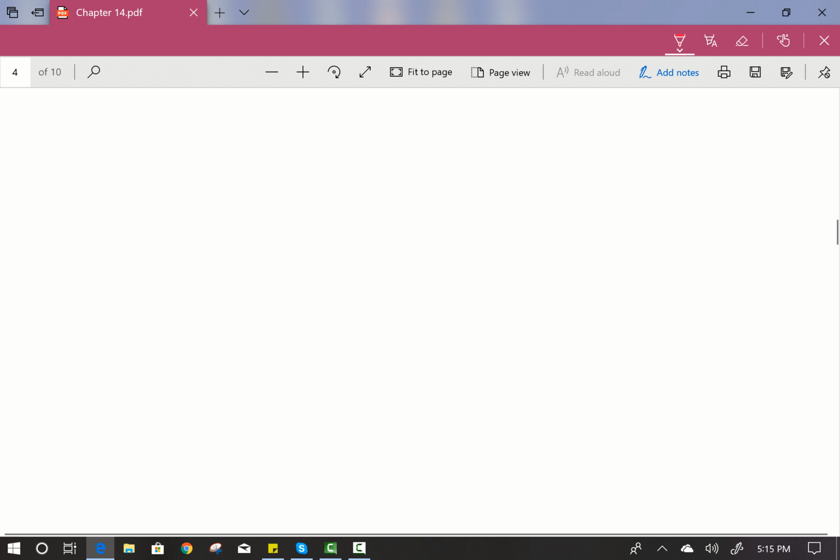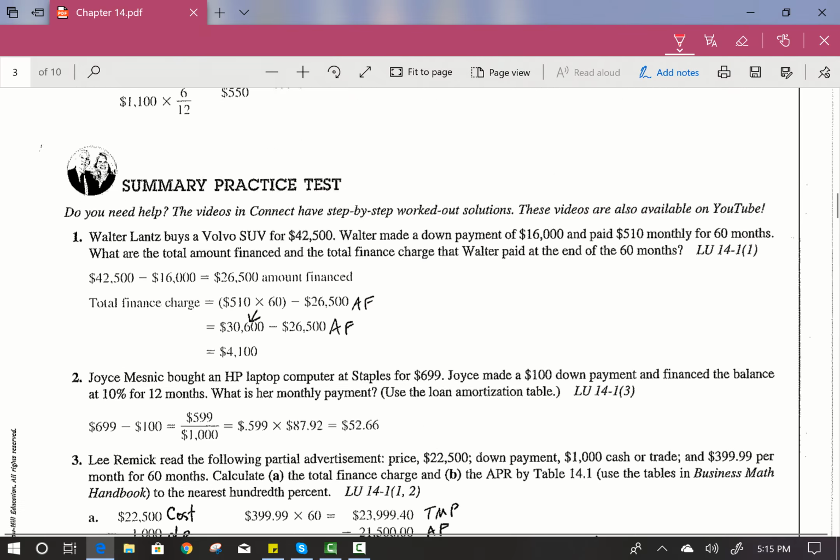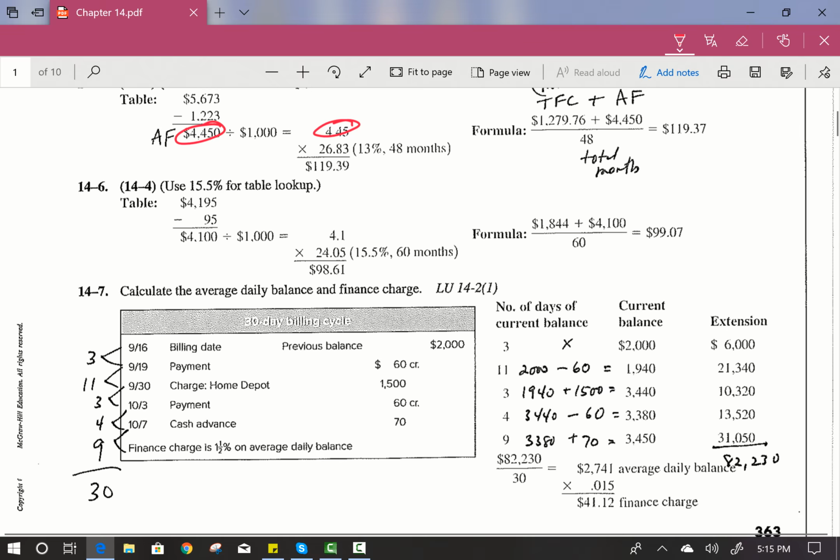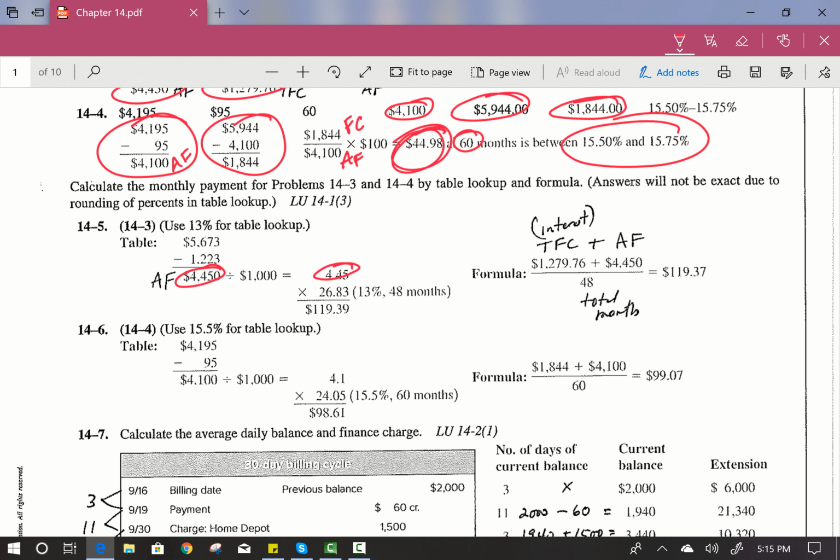I'm going to take that 26.83 and multiply it by the factor of 4.45, and that's going to give me the monthly payment of $119.39. That's by table lookup, $119.39.